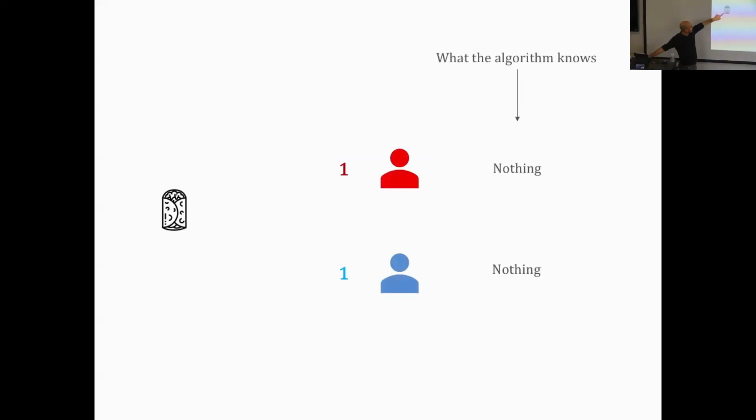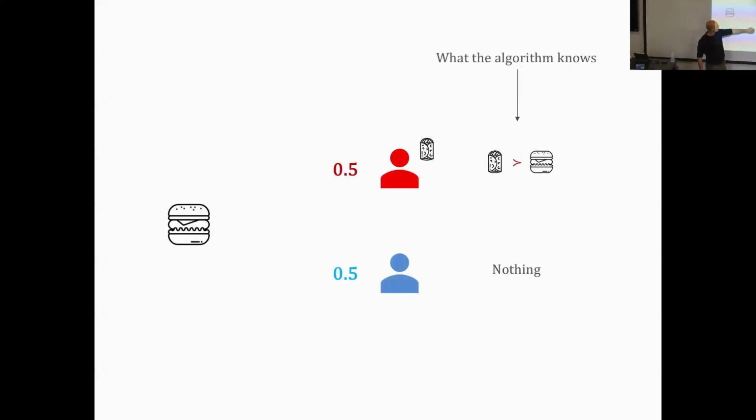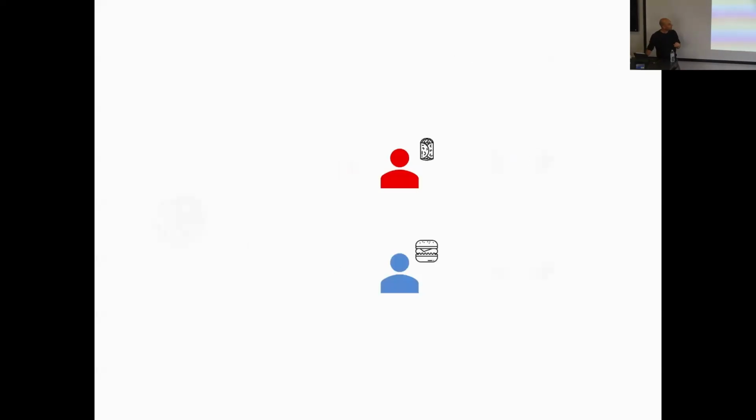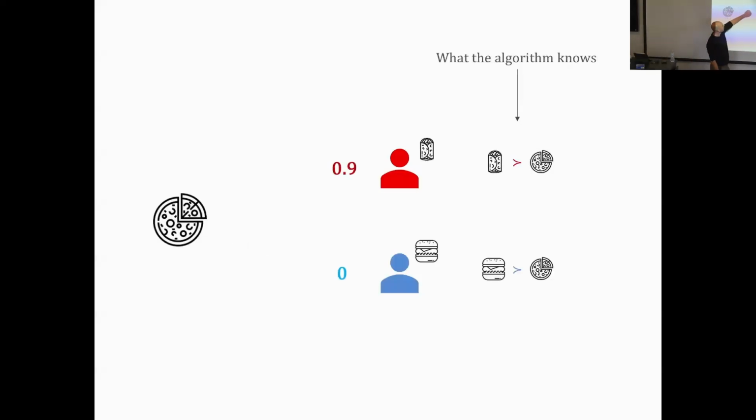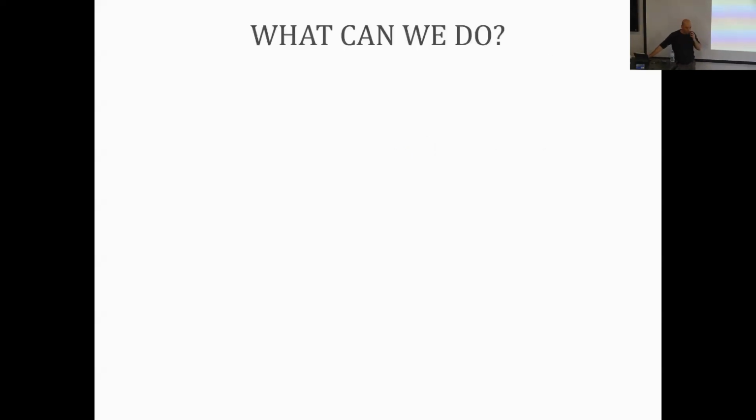Here's my model. Burrito comes, there is value, but I know nothing. The algorithm knows absolutely nothing about these items, has to make a decision. Now the burger comes, the burger has values. The algorithm knows nothing for the blue agent, and it knows that the burrito is better than the burger. Now it has to make a decision. Pizza comes, the pizza has values, the algorithm just doesn't know them. The algorithm knows that the burrito is better than the pizza, and the burger is better than the pizza. So what now?